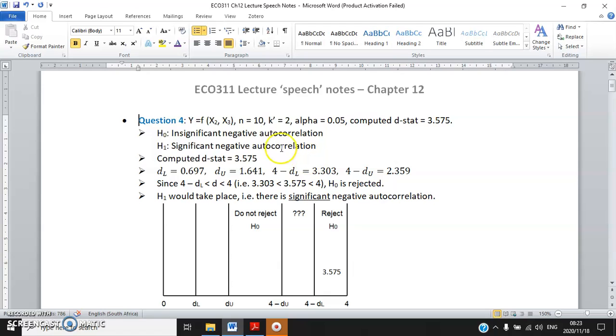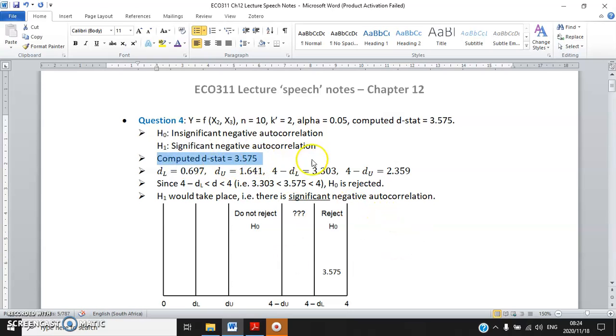Question 4. Multivariate regression, sample size is 10, K prime 2, alpha 5%, computed d-stat given 3.575. You can already see this computed d-stat is quite close to 4, so it already implies most likely there is significant negative autocorrelation present in this regression. So null hypothesis, insignificant negative autocorrelation. Alternative hypothesis, significant negative autocorrelation. And again, our aim is that we do not want to reject the null hypothesis.